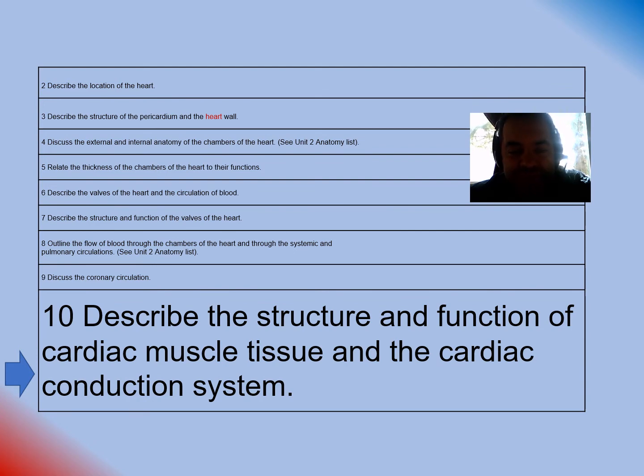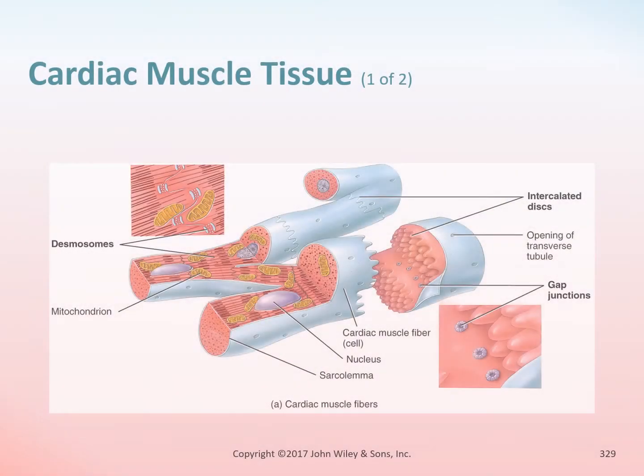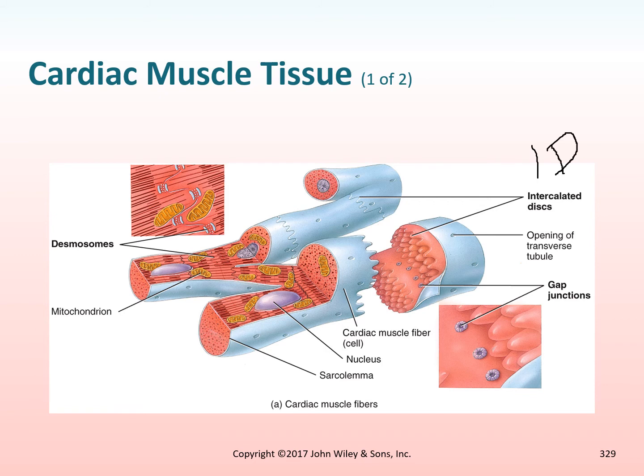Describe the structure and function of cardiac muscle tissue and the cardiac conduction system. Cardiac muscle tissue features intercalated discs. But what are intercalated discs? Intercalated discs feature gap junctions, which are tiny little holes that allow the fluid from one cell to go into the next cell. We're talking about electrolytes. And desmosomes. Desmosomes are kind of like little ropes. They tie the cells together.